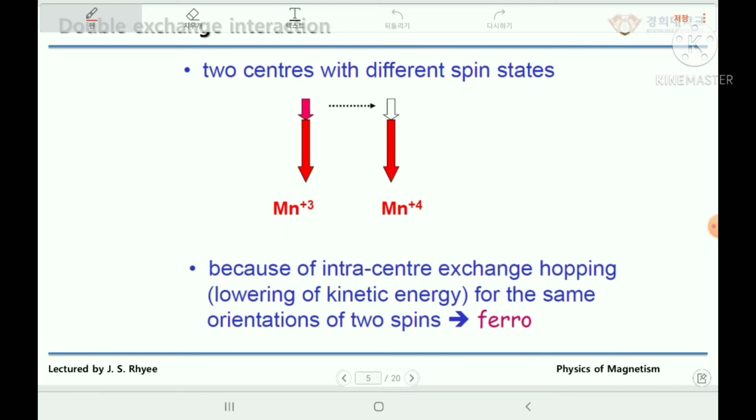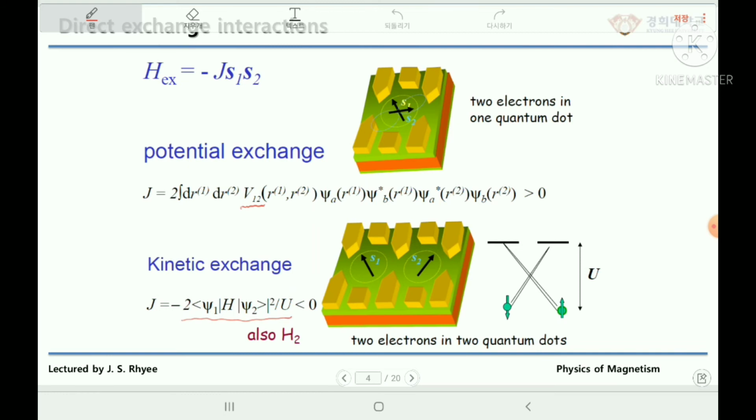And here, one thing is the double exchange interaction, and the direct exchange interaction. Direct exchange interaction is the direct overlap of electrons. And also, we can say that there is a direct overlap. The intrinsic property of the J value can be written down like this.